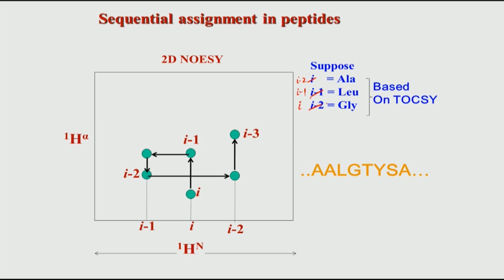We are only looking for a tripeptide because we have formed a tripeptide connection here. So, I am looking at a system where I is glycine: alanine, leucine, glycine. This is I minus 2, this is I minus 1, this is I. What I have done here is, based on the TOCSY and NOESY, I have identified a tripeptide, which is ALG, and now I am trying to look for this tripeptide in my peptide sequence. You can see that there is an ALG here, which is what I got from my linking of the residues.